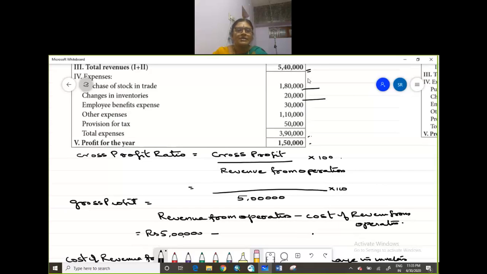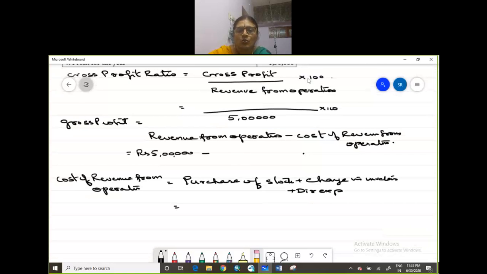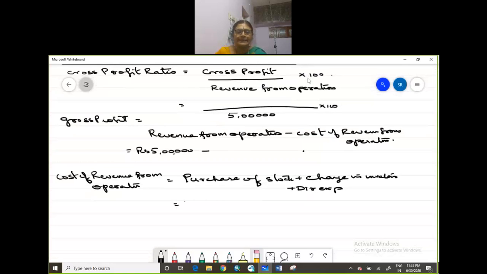Employees benefit expense is your salary. So that is not wages. Salary is actually an indirect expense, so it will not come here. Right? So we'll have to settle with 1,80,000 and 20,000. So that comes to rupees 2 lakhs. Now that we found out what is cost of revenue from operation.